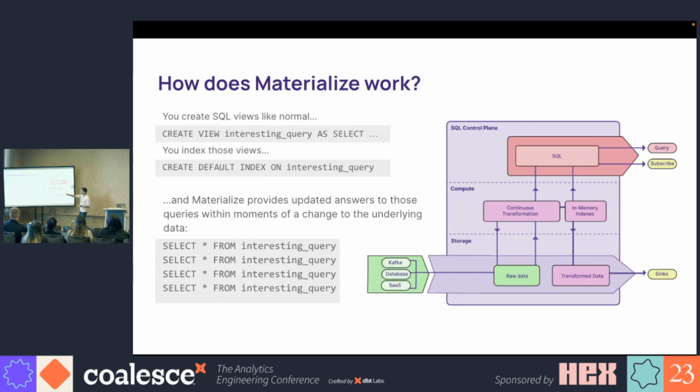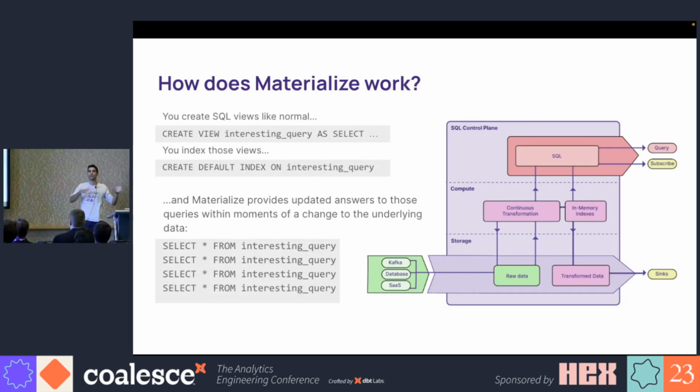That means when you select star from interesting query in Materialize, the answers are already ready and waiting for you. We just hand them back to you. Materialize basically does no work to serve a query out of an index. And the data in that index is only a couple seconds out of date. Your freshness is down to seconds, not minutes, not hours.